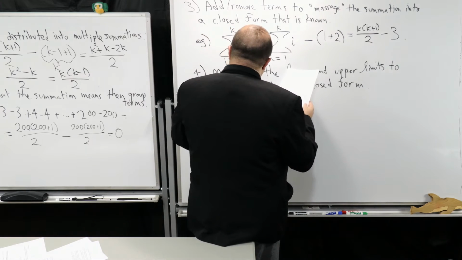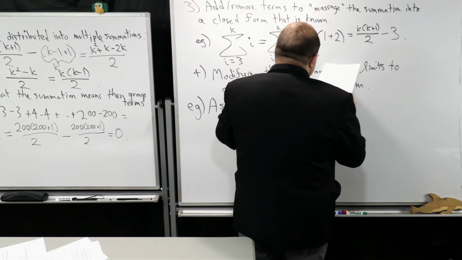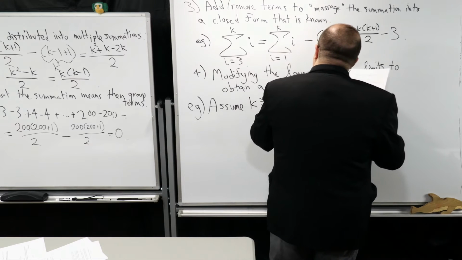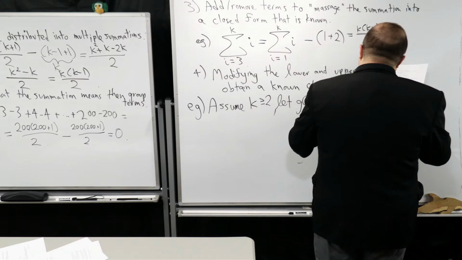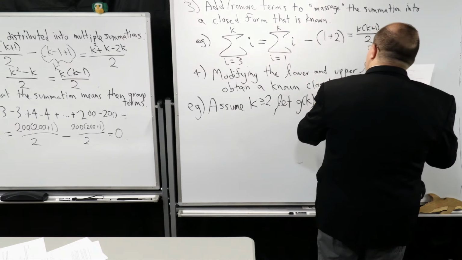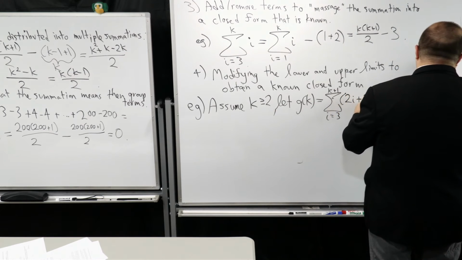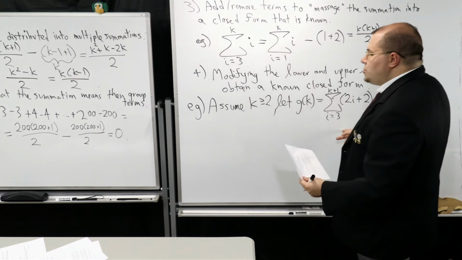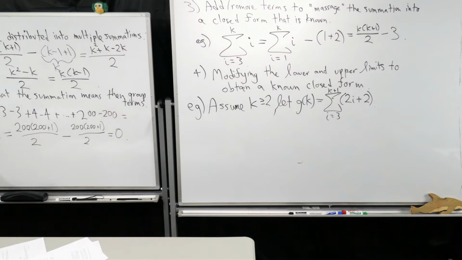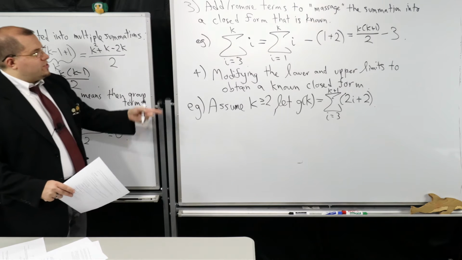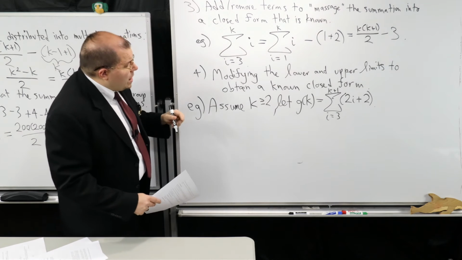Some choo-choo time. So assume k is greater than or equal to 2. I'm going to let g of k equal the sum from i equals 3 to k plus 1 of 2i plus 2. Now, if I showed you this right off the bat, there are several things you could try to do, right? You could try this third technique here. You try to massage the summation. That would work. I'm going to try something else here.